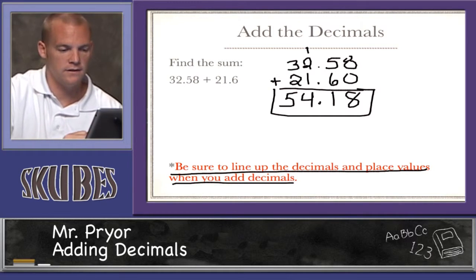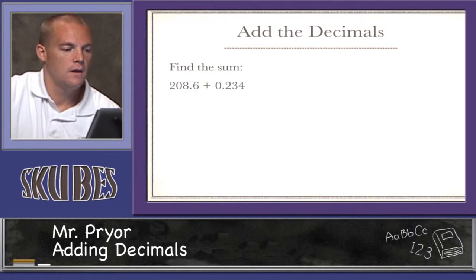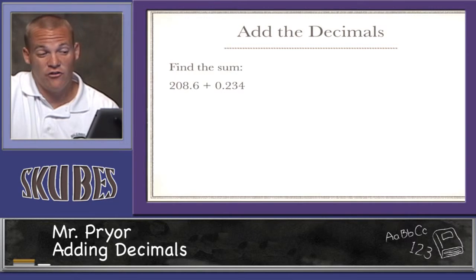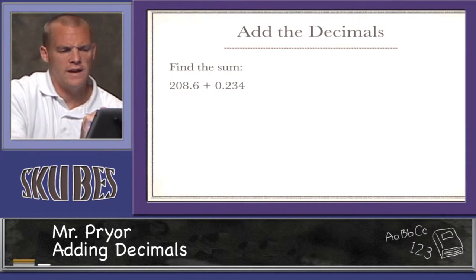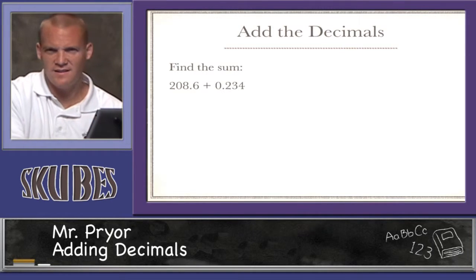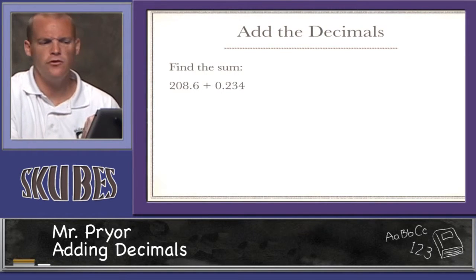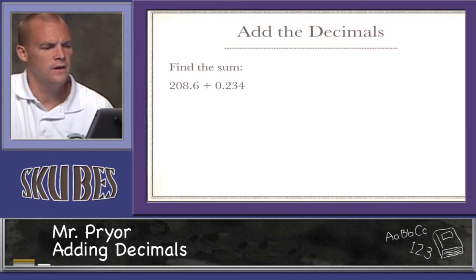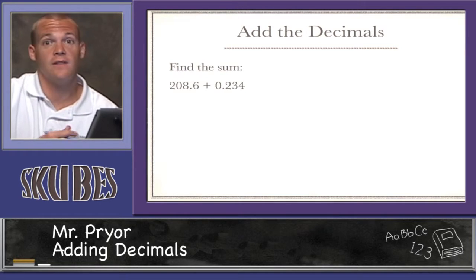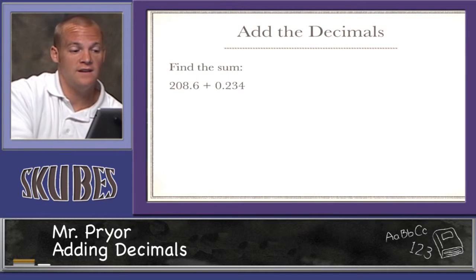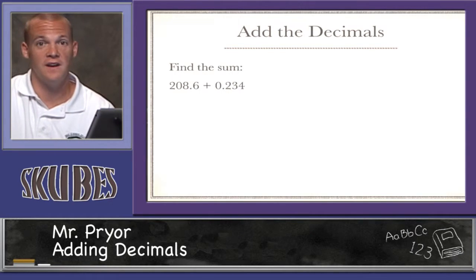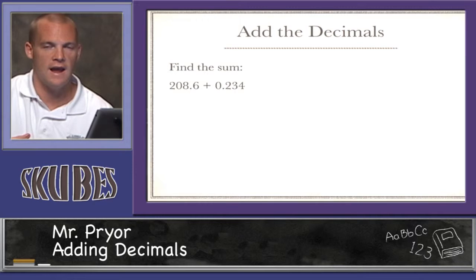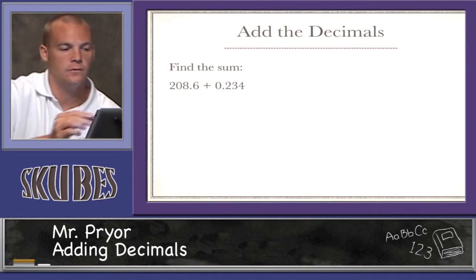Alright, so let's look at the next example then. This time you can see we're way off on our place values. We have 208.6 that goes out to the tenths place. However, 0.234 goes out to the thousandths place. So we need to take 208.6 all the way out to the thousandths place, or just recognize that so that we don't accidentally add or subtract digits that we're not supposed to.